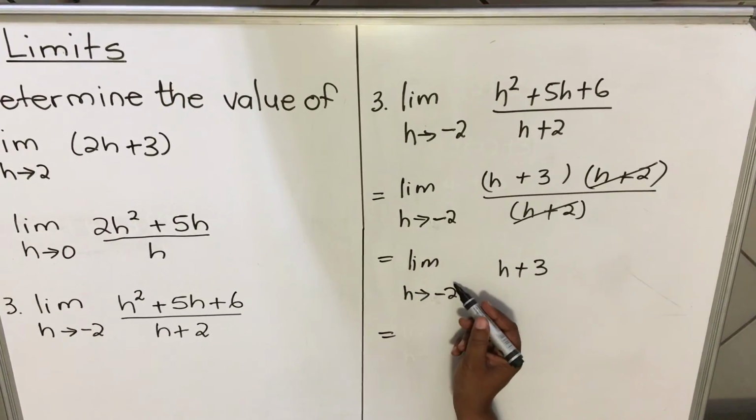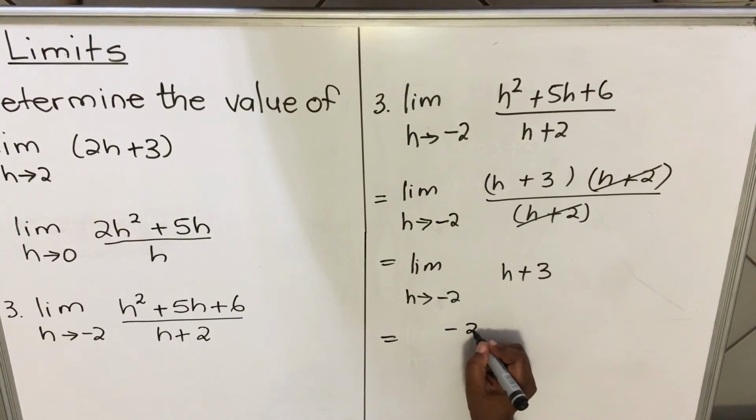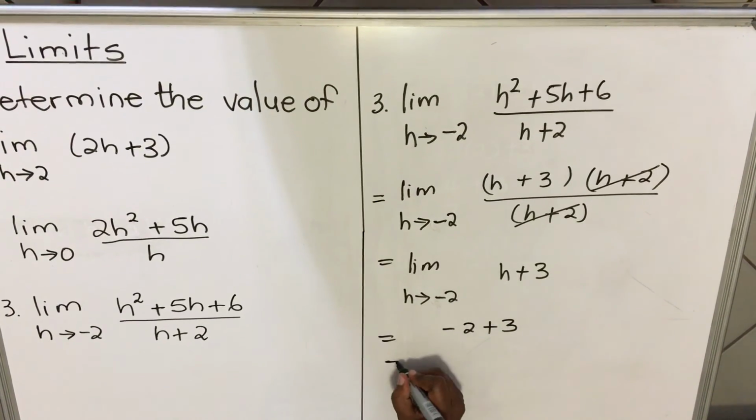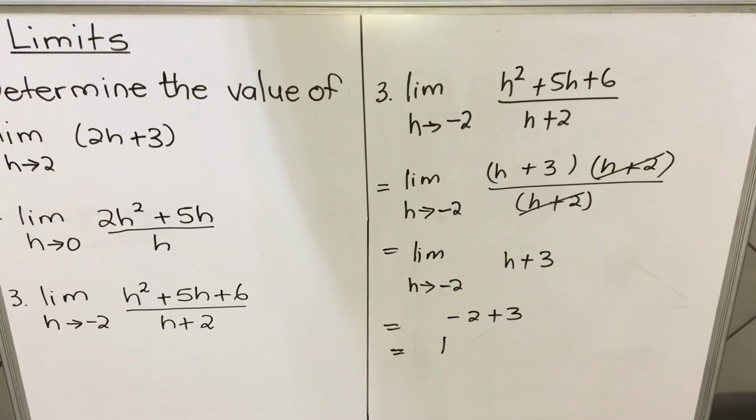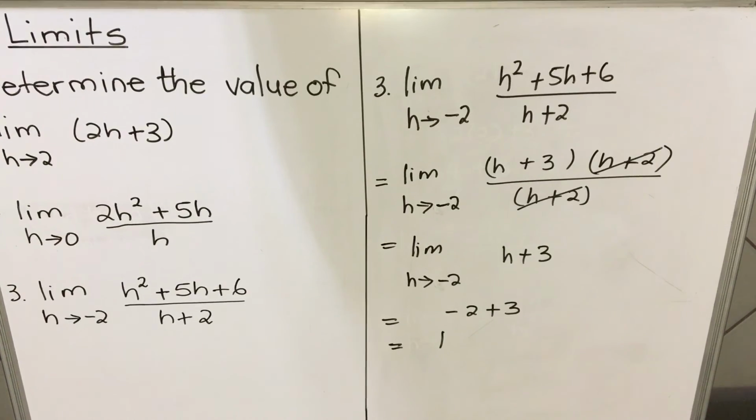I don't write the limit anymore. So I'll have minus 2 plus 3. My answer will be 1. So this is how you determine the limit. It's something that's very easy.